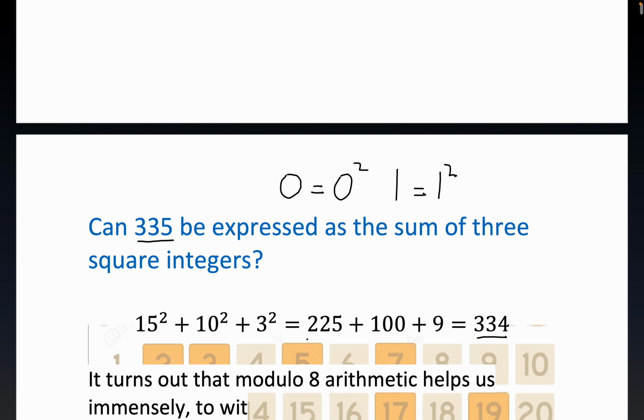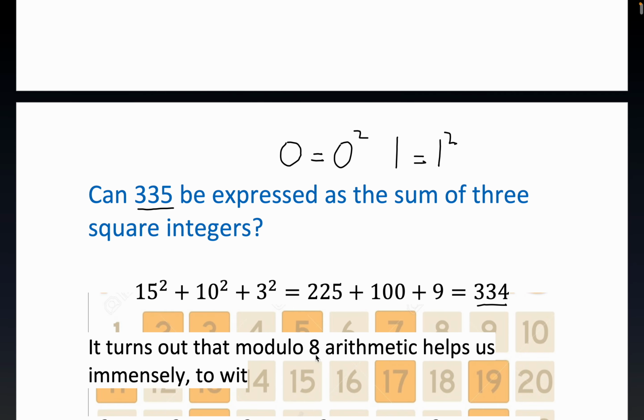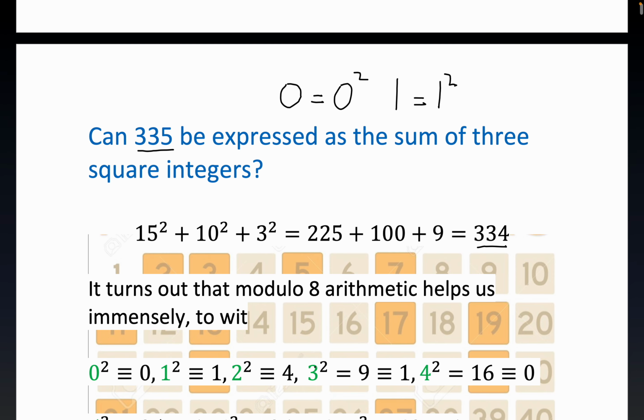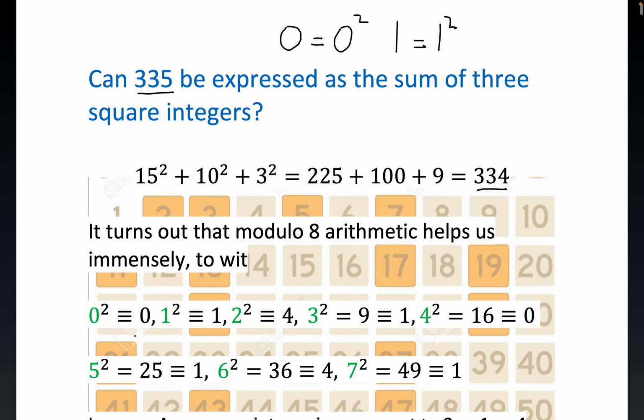Something that it'll be hard for me to motivate is the importance of modulo 8 arithmetic right here. When you divide a number by 8, you're guaranteed to get a remainder of 0, 1, 2, 3, 4, 5, 6, 7 by the division algorithm. So what we're going to do is look at those numbers, 0 through 7, and go through the arithmetic. 0 squared is 0, 1 squared is 1, 2 squared is 4. 3 squared is 9, because 9 minus 1 is 8. 4 squared is 16, which is a multiple of 8. And let's not forget that 8 is congruent to 0.